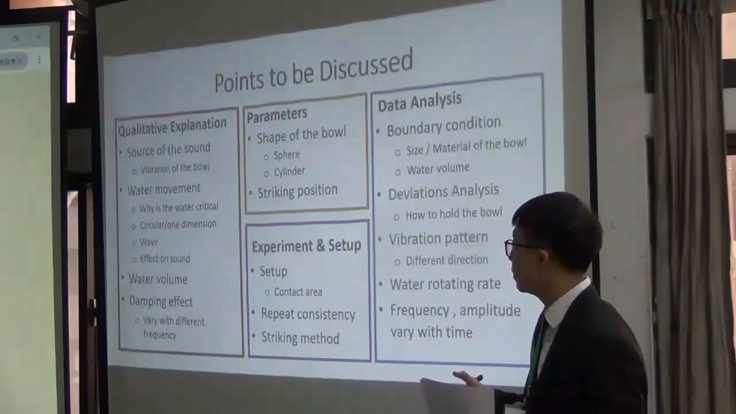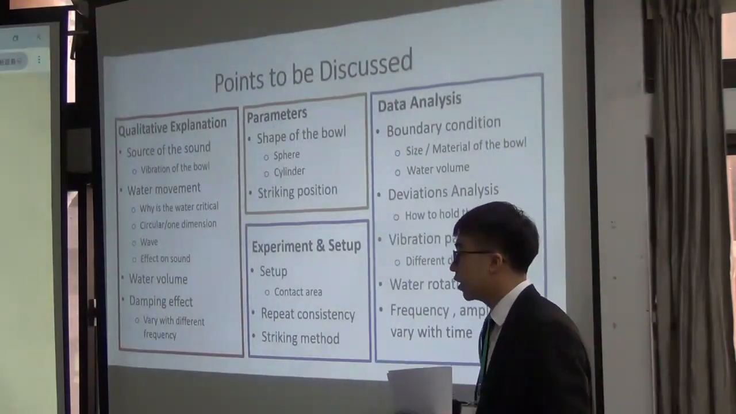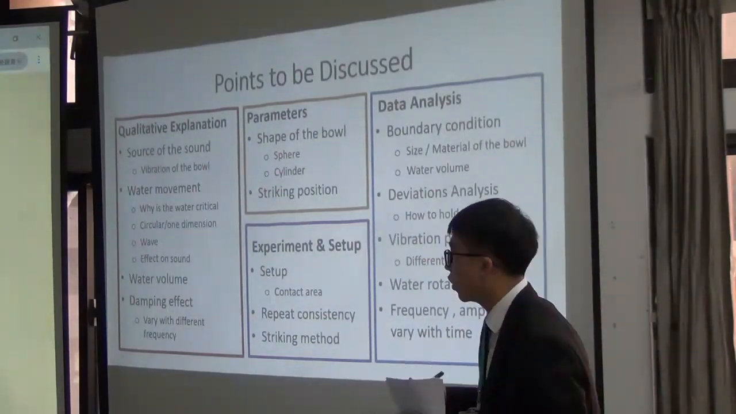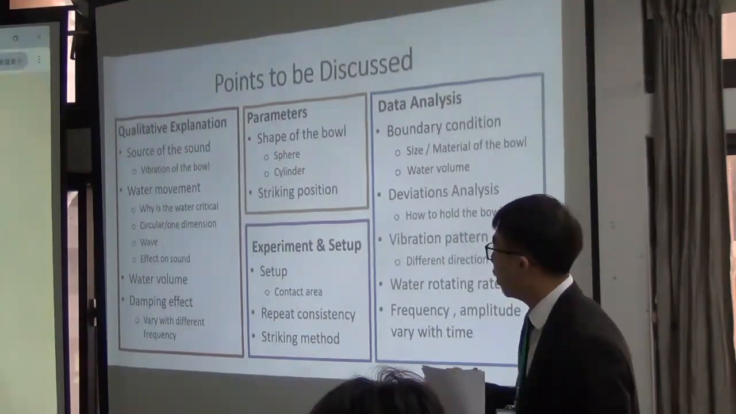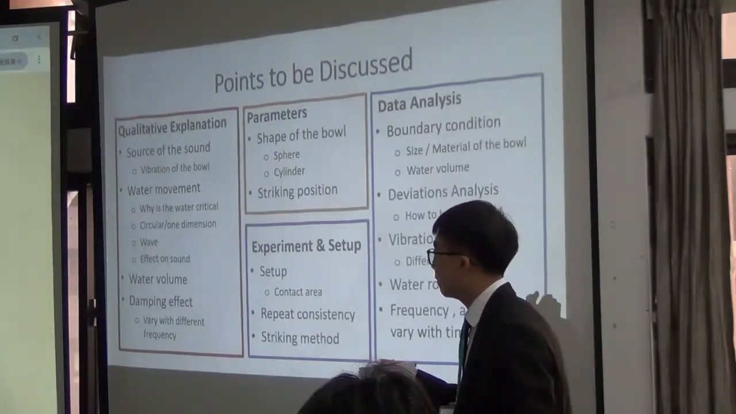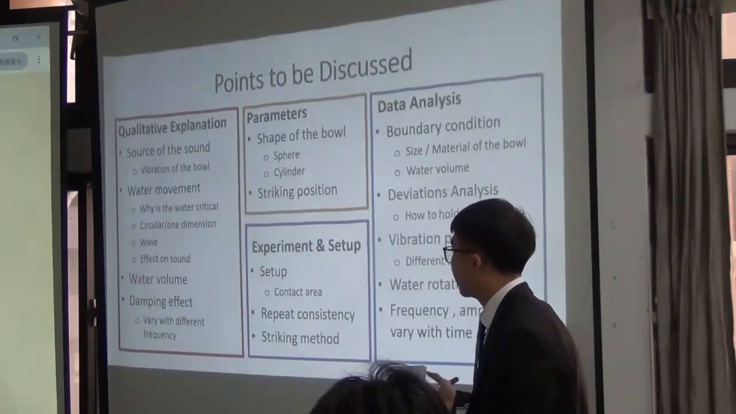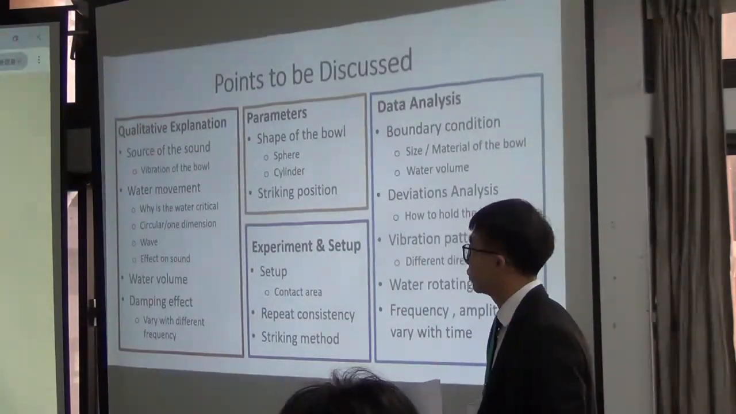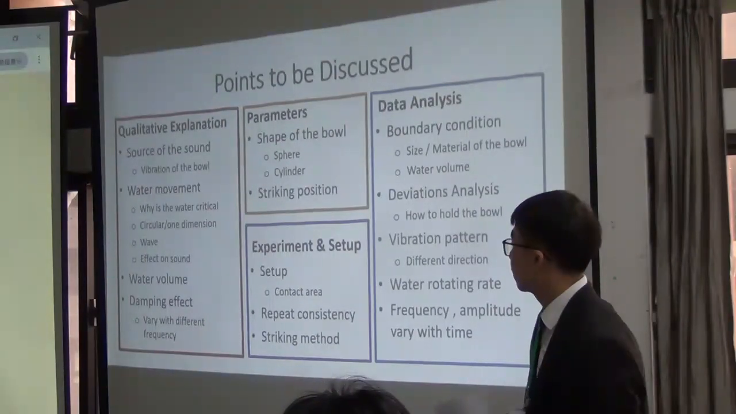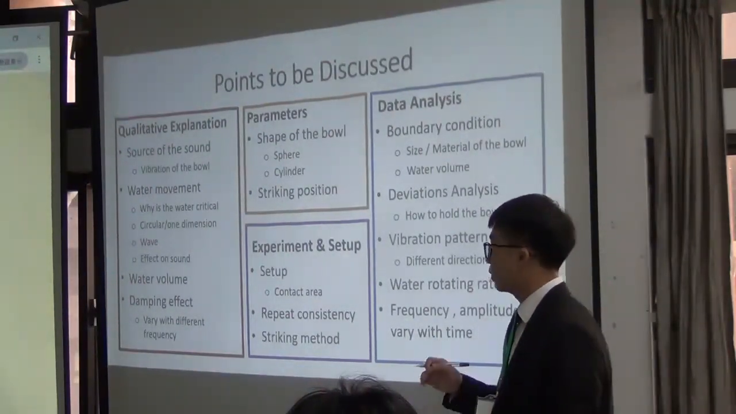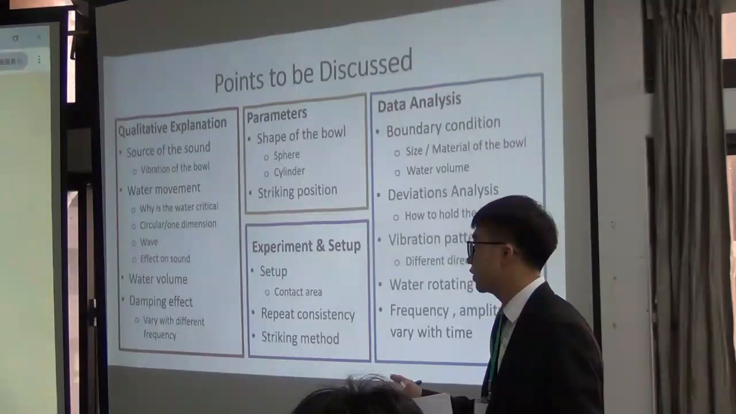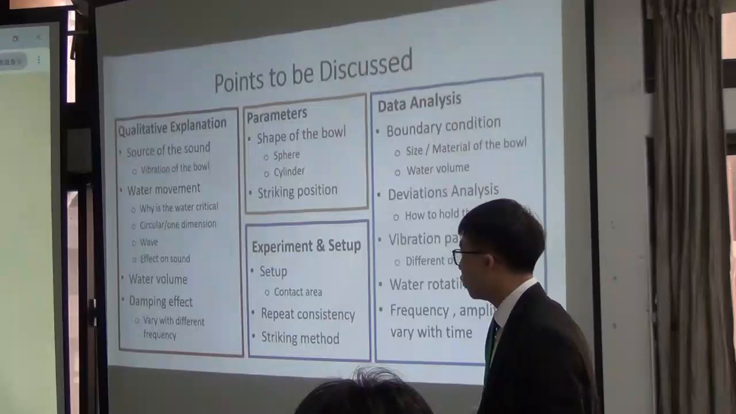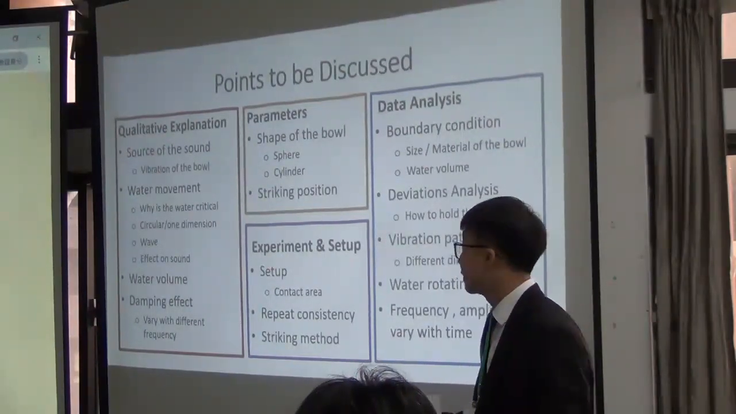And of course, the water movement. Since the problem statement mentioned only making the water move, we wonder why the water is critical to the experiment, and what if we change to different dimensional waves, for example, the circular or the one-dimensional wave. And of course, the water wave is important to the experiment and its effect on sound. The water volume in the ball is one of the influencing factors to the experiment, so we will discuss it later. And about the damping effects, we will mainly talk about how they vary with different frequency.